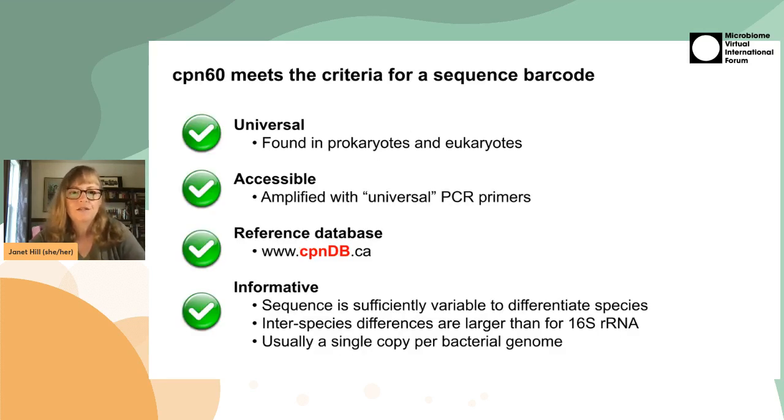So why this target? The reason why we're using it is because it meets all the criteria for a sequence barcode. It's universal. It's found in prokaryotes and eukaryotes. It is accessible with universal PCR primers. There is a curated reference database called cpnDB for the sequence data. And then perhaps most importantly, it's very informative. In fact, it's more informative in a lot of cases than ribosomal RNA sequences are. Interspecies differences tend to be much larger with cpn60 sequences, which means it's easier to tell species apart. And as a bonus, it's also usually a single copy in the genome, so it makes an intriguing target for quantification methods as well.